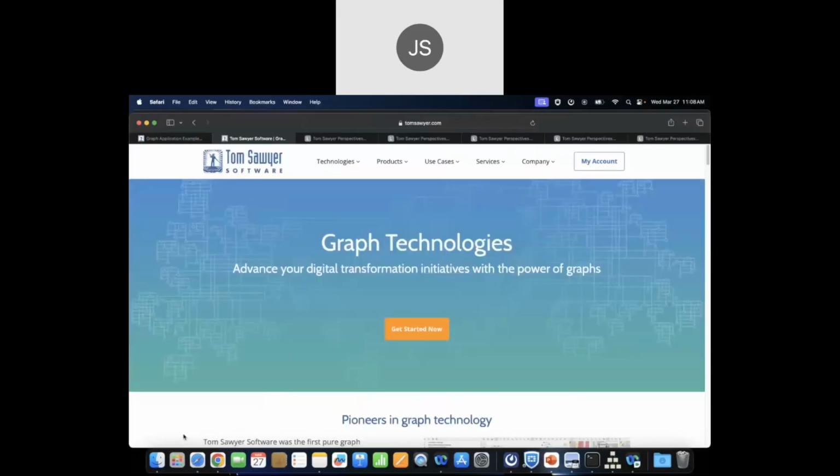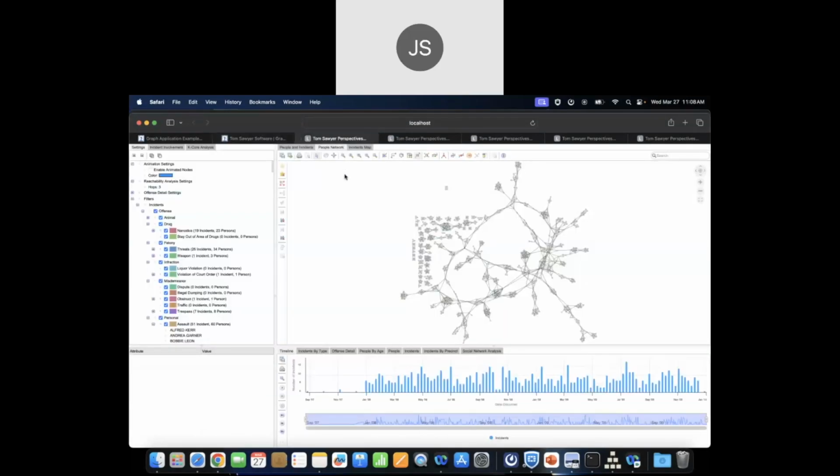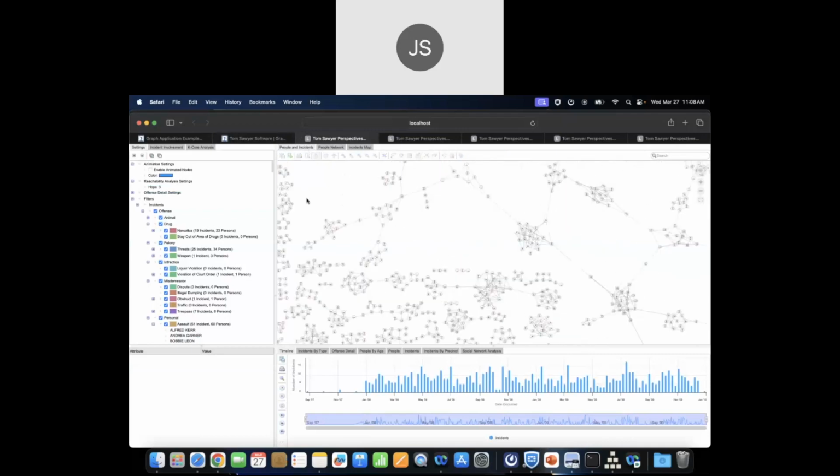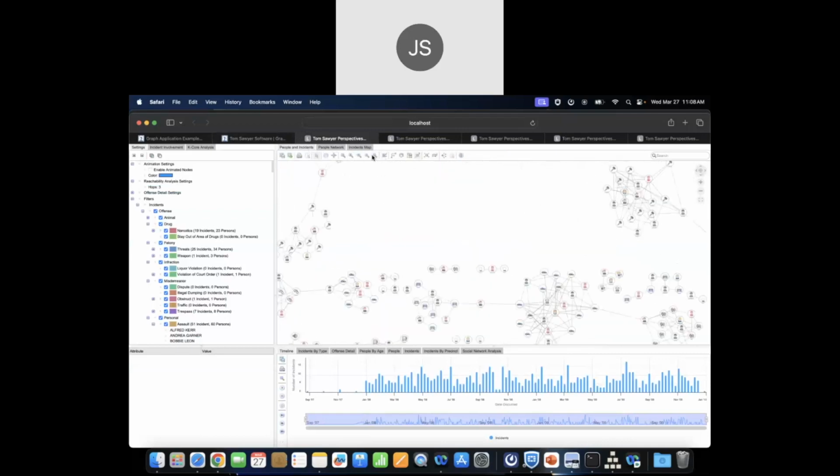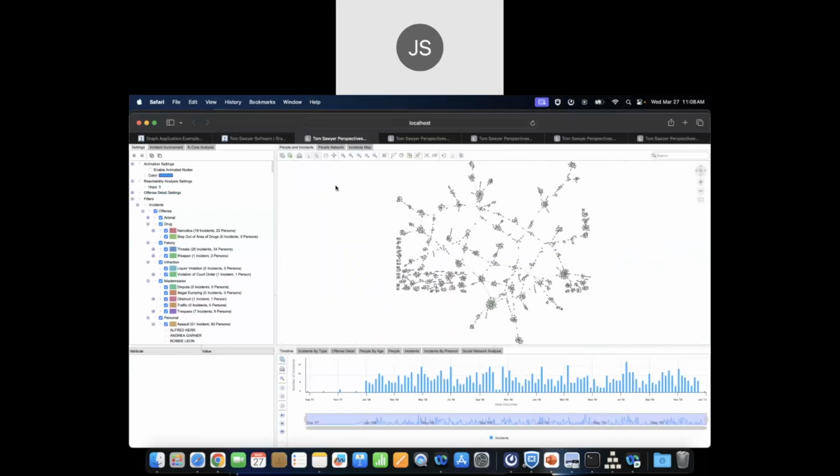So now we're going to look at some specific examples of using graph analysis for different use cases. So first we're going to start with our crime network example. And in this example, we are going to show how to apply several types of analyses in sequence. So path and social network analysis in this example.